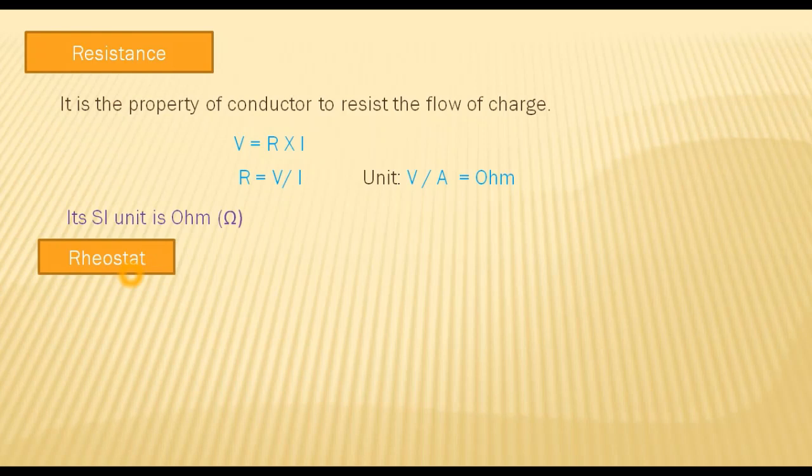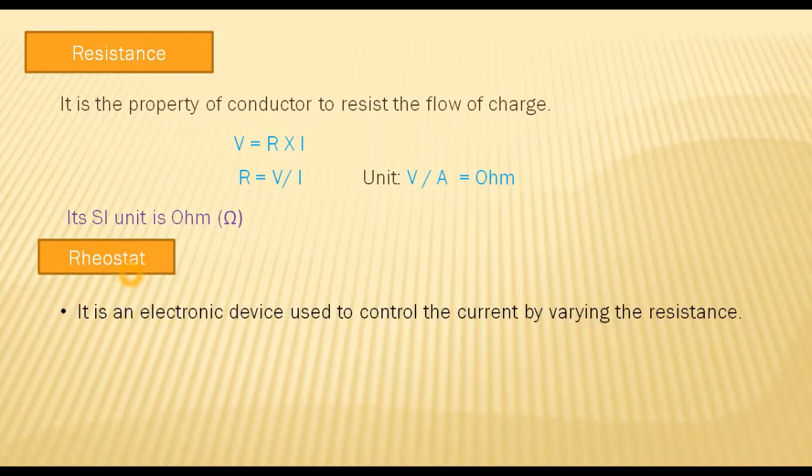Now let's see one instrument, that is the rheostat. Now what is this rheostat? This is an electronic device that is used to control the current by varying the resistance. It means when you are using a rheostat in any circuit, this rheostat helps you to vary the resistance and control the current. Whenever you have this device, you can control the current of that circuit by changing the resistance.